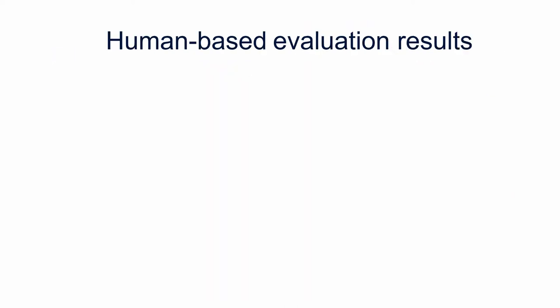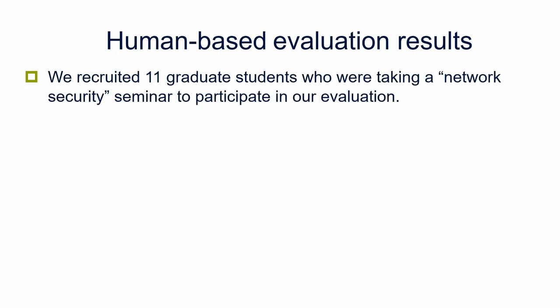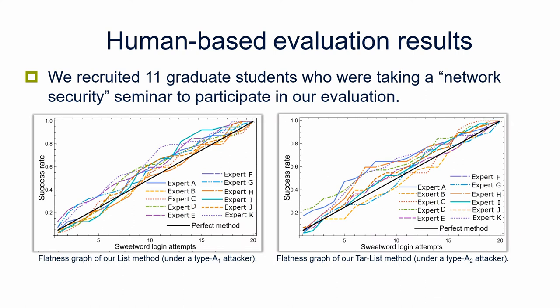While our methods can provide desirable security against computer-automated attackers, whether the conclusion still holds under semantic-aware humans is unknown. Thus, we recruit 11 graduate students who are taking a network security seminar to participate in our evaluation. Our methods achieve almost perfect flatness against no-personal-information-aware attackers. Even when attackers are personal information aware, our corresponding methods still achieve 0.09 flatness.